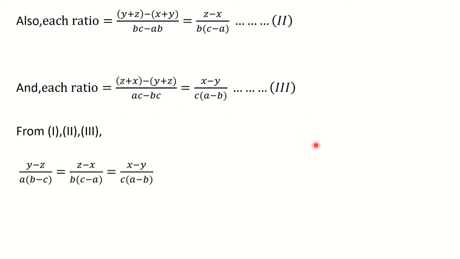we can combine and write that from 1, 2 and 3, y minus z upon a inside the bracket b plus c is equal to z minus x upon b inside the bracket c minus a is equal to x minus y upon c inside the bracket a minus b. This is what we wanted. Okay. So please copy it down.